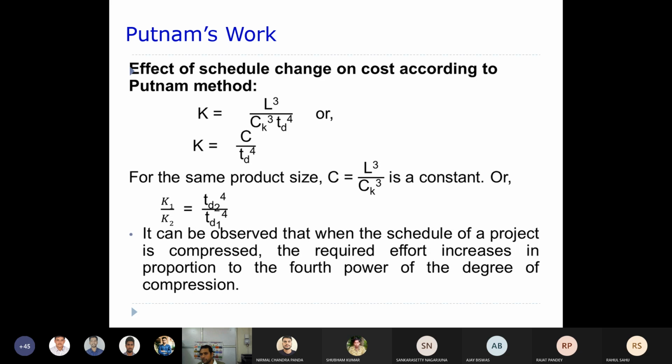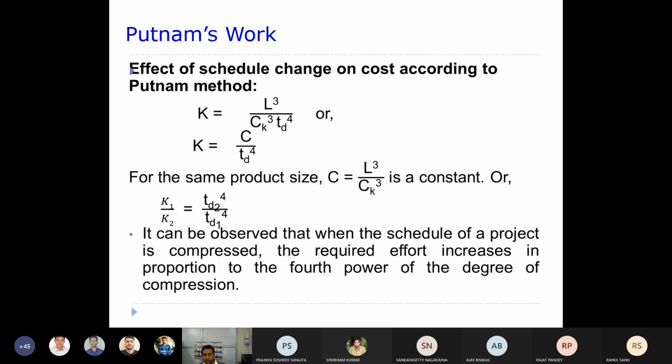So then what will happen? Whether the effort you really require will be more or less? Can anyone tell me? If you want to reduce the development time, then the effort required will be more or less? More. Why do you require more? Because time is reduced, but the work to be done remains the same. Yes. So then you want many people to work, right?